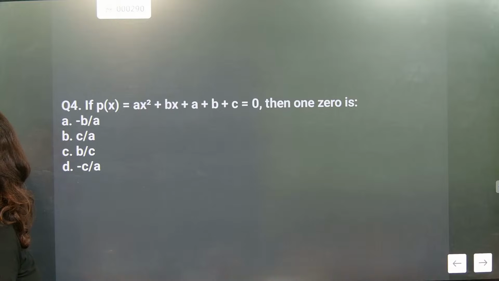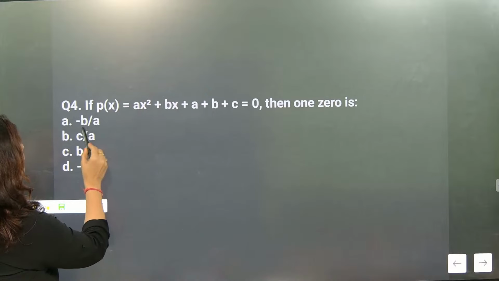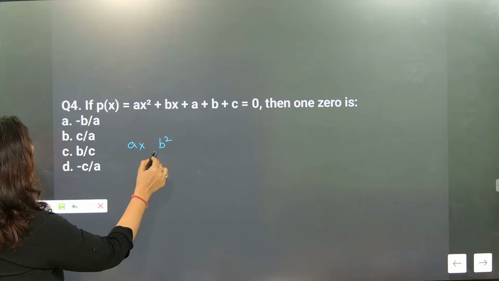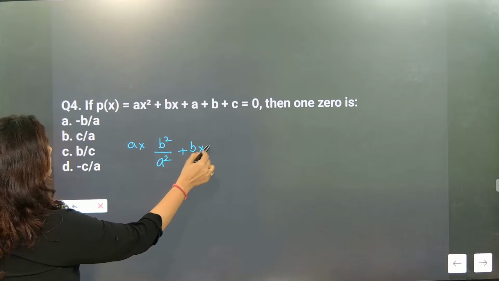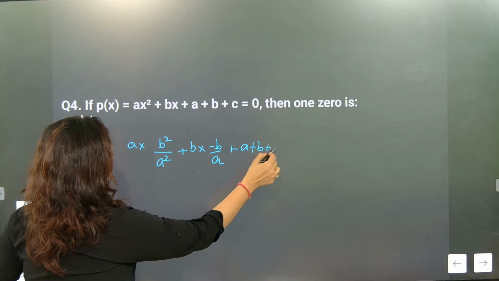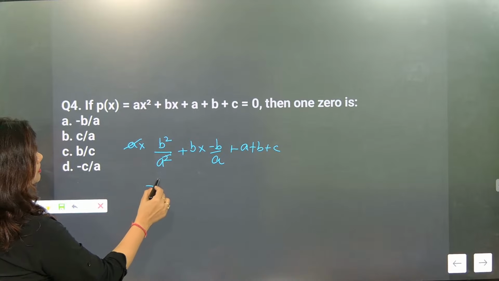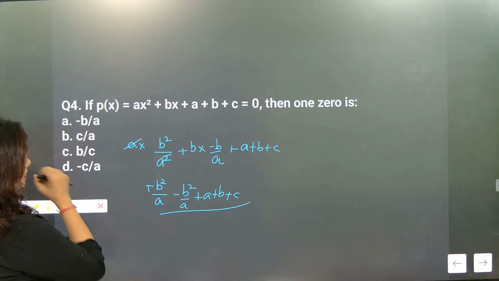Why are you saying minus b by a? Just check this one out. One option is enough to check this one out. So like a layman, we can do it like this. Instead of x, if we put minus b by a, it will become b square by a square plus b into minus b by a plus a plus b plus c. Let's see this one out. It is b square by a minus b square by a plus a plus b plus c. It is not satisfying.